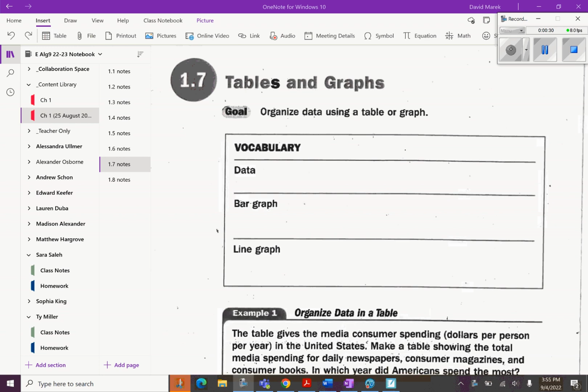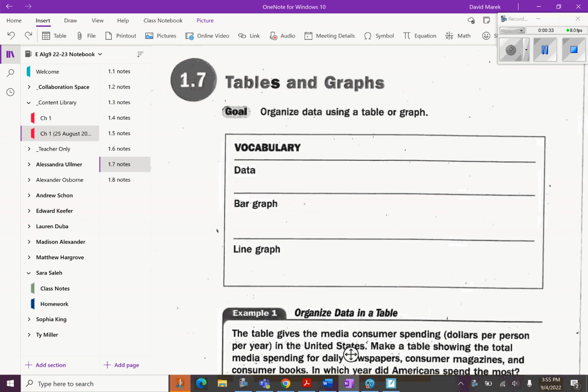So if you could pull that up on your content library and then drag that over into your class notes. We're going to start here. We're going to talk about tables and graphs. Again, our goal here is to take data that we've been given and organize it somehow.